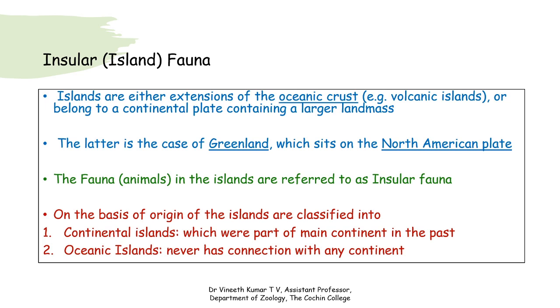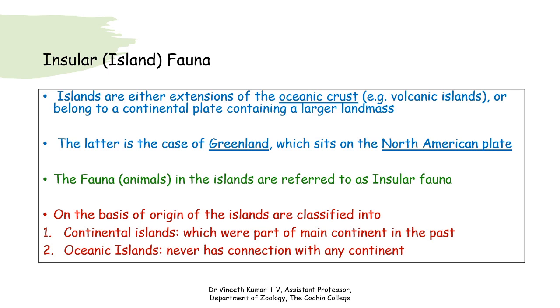Such an island which has a land connection with a larger landmass, for example, is Greenland, which sits on the North American plate. The landmass of the connection might not be visible. It might be connections with the crust where it is connected with the North American plate. The animals in the islands are referred to as the insular fauna, and we are going to discuss the distribution of animals in different types of islands.